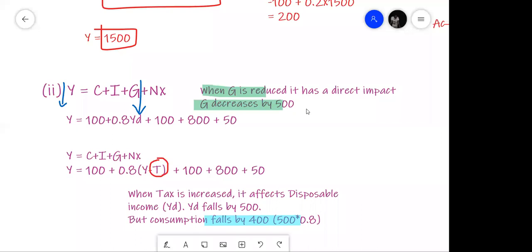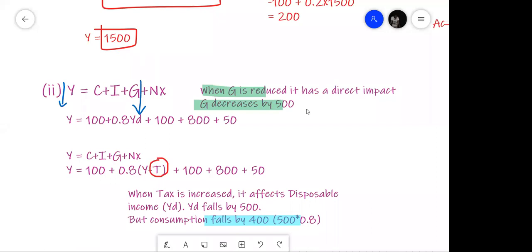Okay, so just things to recap. The question is, why does a reduction in government spending have a higher effect than an increase in taxes? If you reduce government spending, national income falls. If you increase tax, national income falls. But they are saying you're reducing by the same amount, 500, and increasing also by 500. But why is government spending having a higher impact?